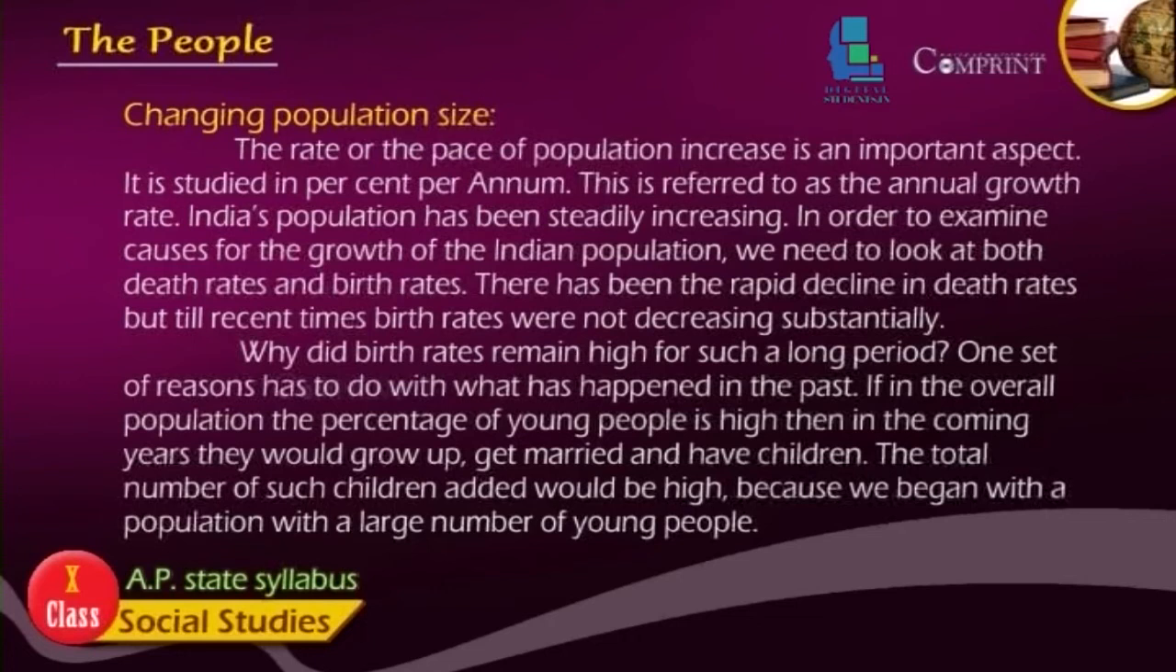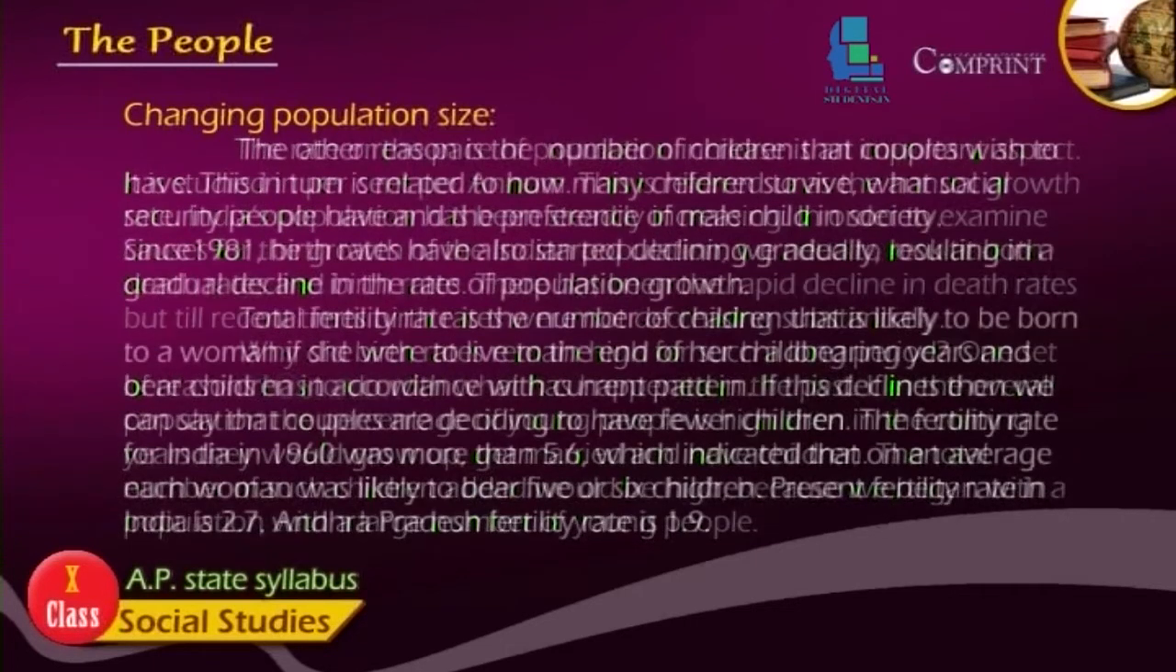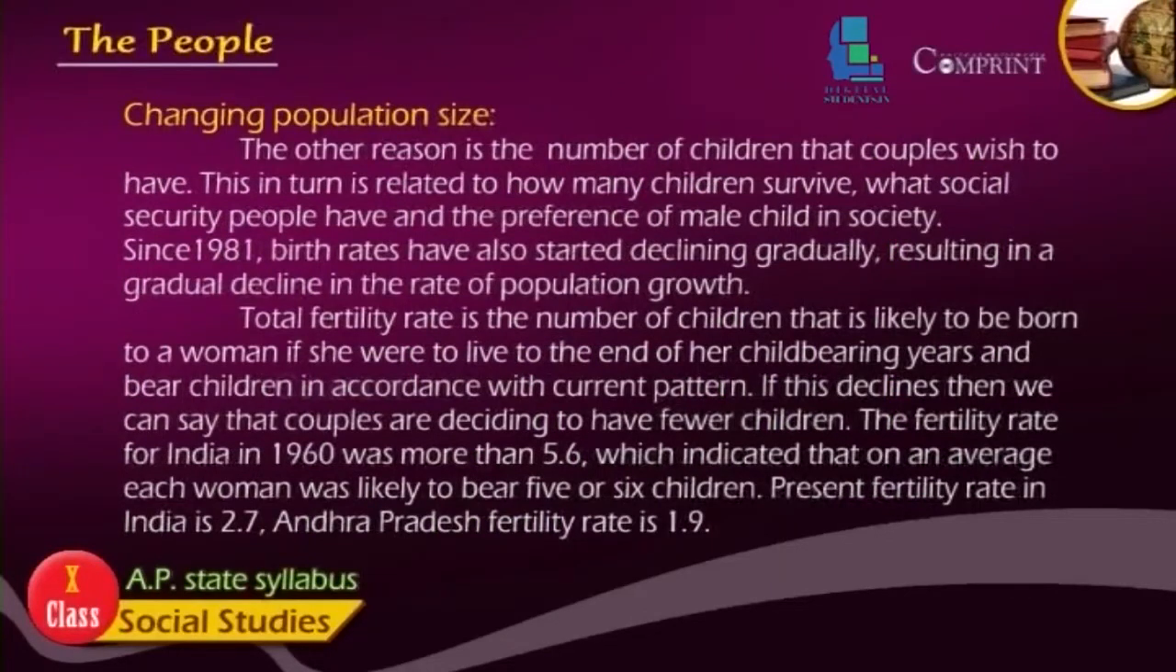grow up, get married, and have children. The total number of such children added would be high because we began with a population with a large number of young people. The other reason is the number of children that a couple wish to have. This in turn is related to how many children survive, what social security people have, and the people's preference for a male child in the society.